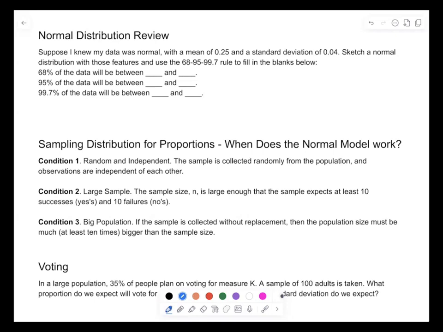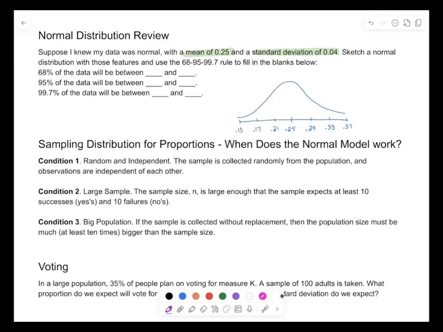So in this case, let's say I know that I have a distribution where the mean is 0.25, and I know that the standard deviation is 0.04. So this is just a refresher. Then if I go out 1, 2, 3 standard deviations and minus 1, 2, 3 standard deviations, I get almost all of the information. So adding 0.04, I get 0.29, 0.33, and 0.37. Subtracting 0.04, I get 0.21, 0.17, and 0.13.